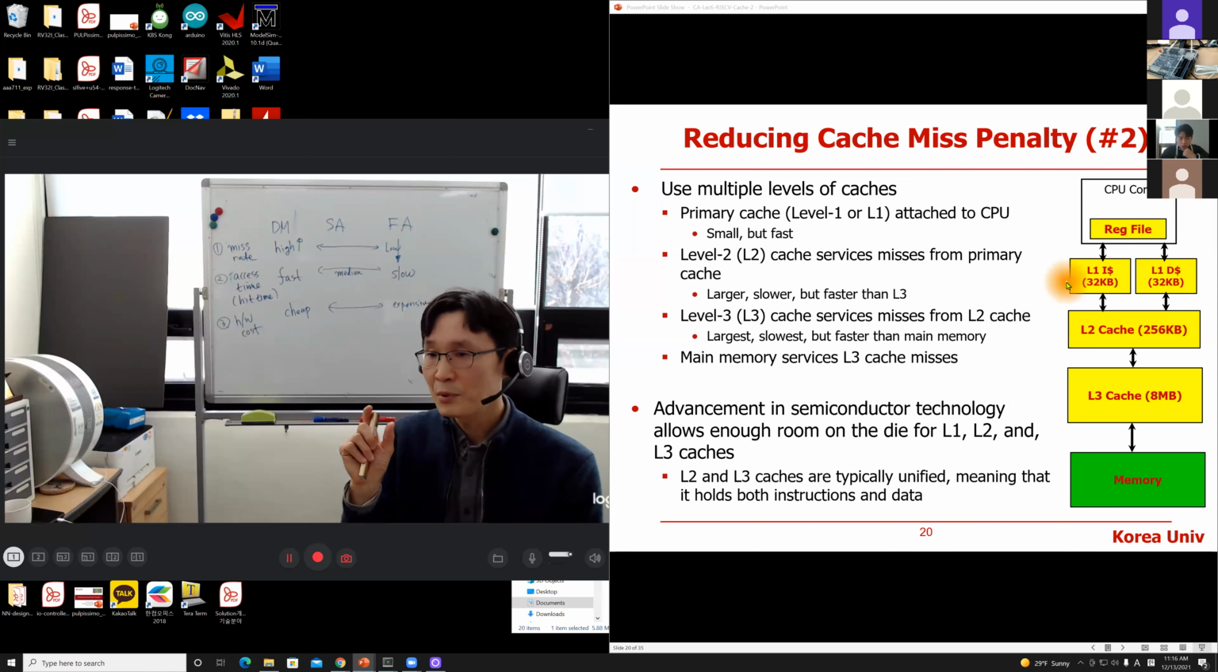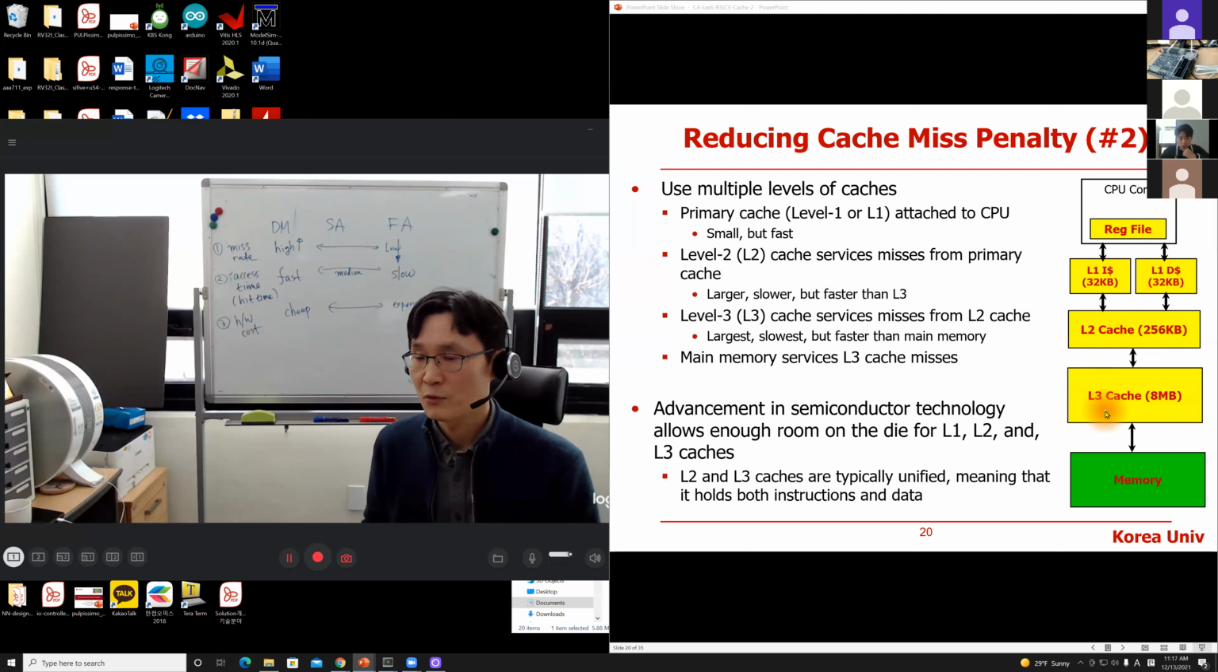Okay, one big monolithic cache is not helping. Assuming that you have only one, you don't have L1, L2. Assume that you have a big monolithic, 8 megabyte, super big cache. Just one cache. Then that is not the solution. Why? The access time, hit time. It takes too long to access that big cache. Right? That is the problem. So we want to use this multiple level of caches.